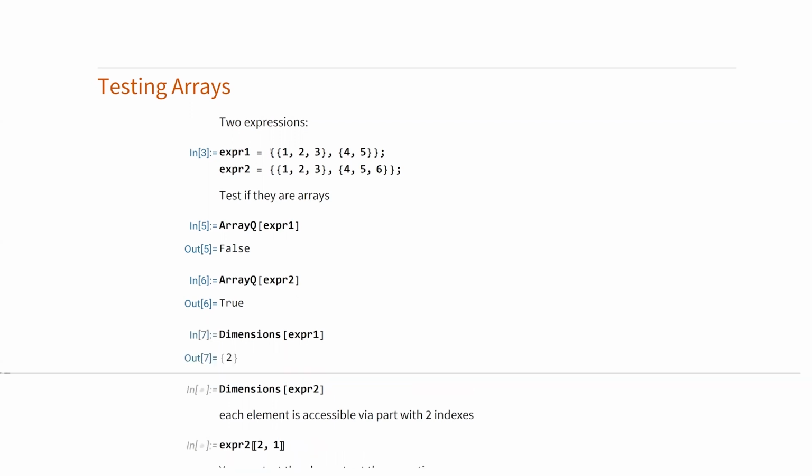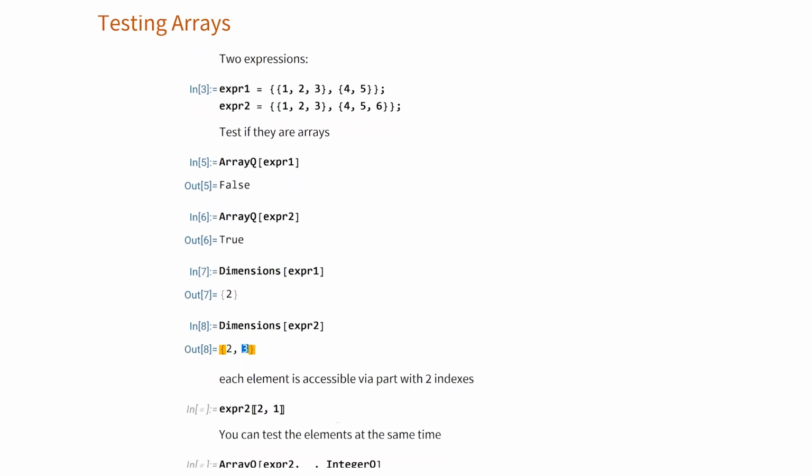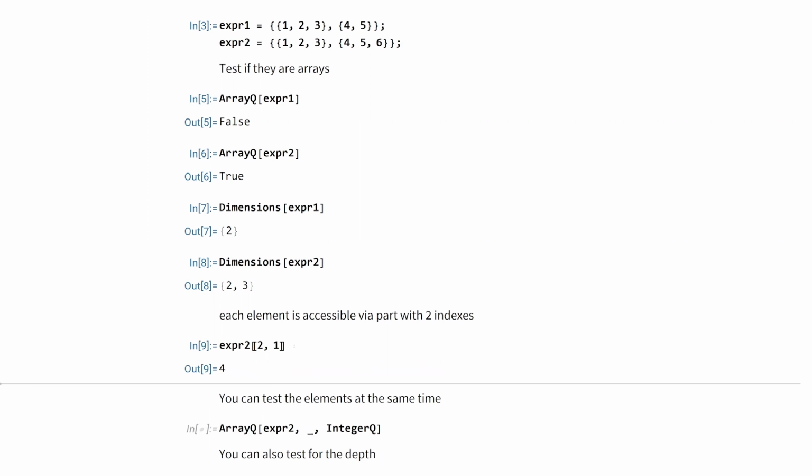So the dimensions of this first expression are just 2 because the last level is not consistent, and here the level is consistent in length, so the dimensions give me 2 and 3, and that's the idea of the difference between something that's an array and something that's not an array. In that second expression, everything is accessible by a part with 2 indices. So I can do that, and those parts just have to be bound by the dimensions, and the part will always work.